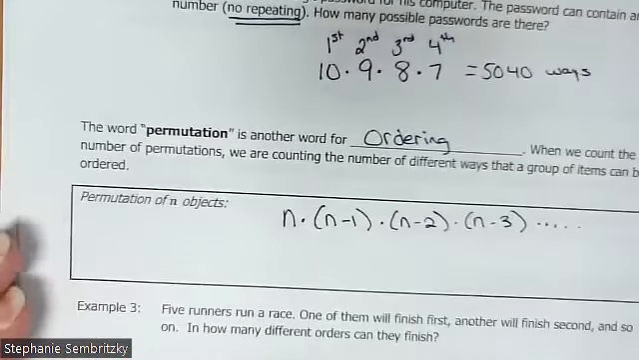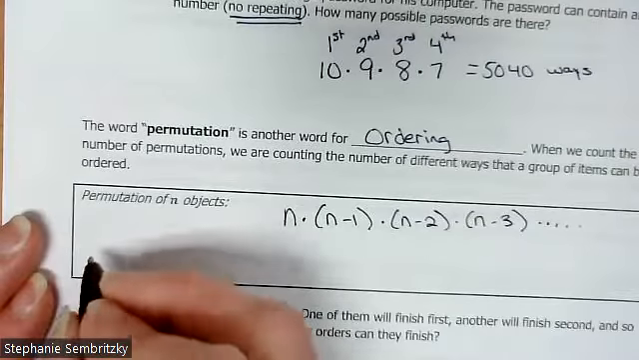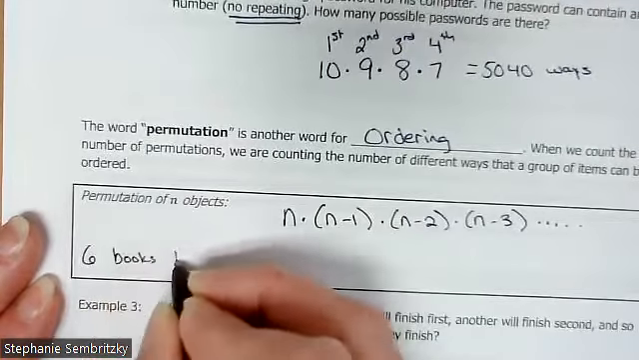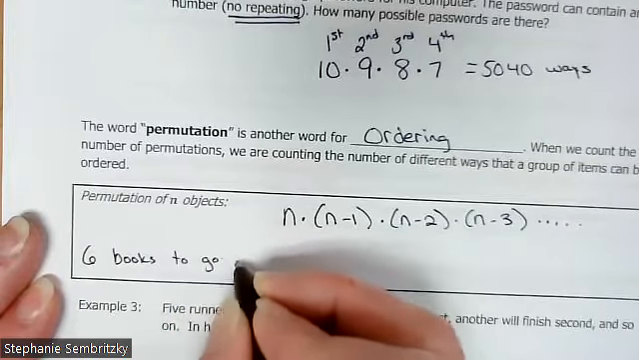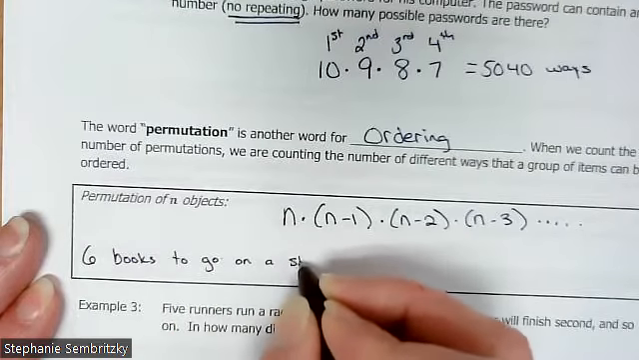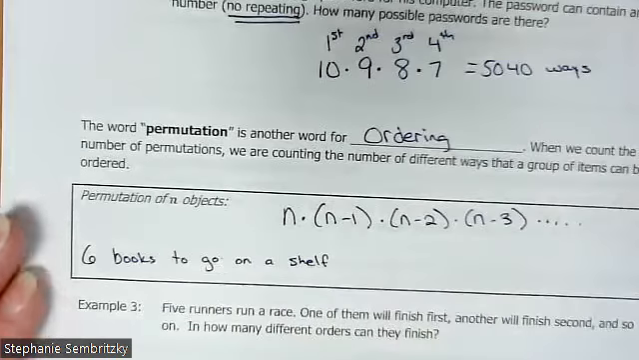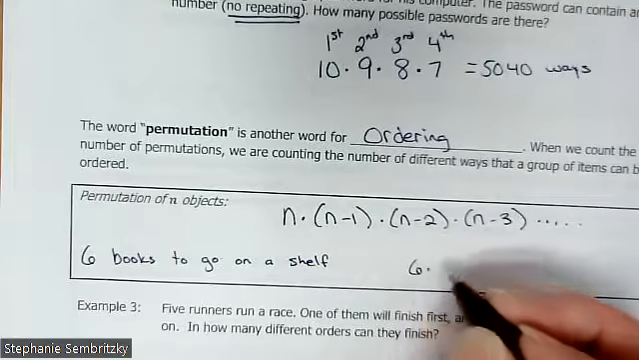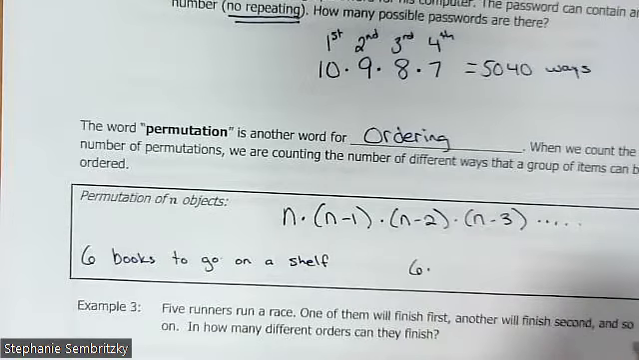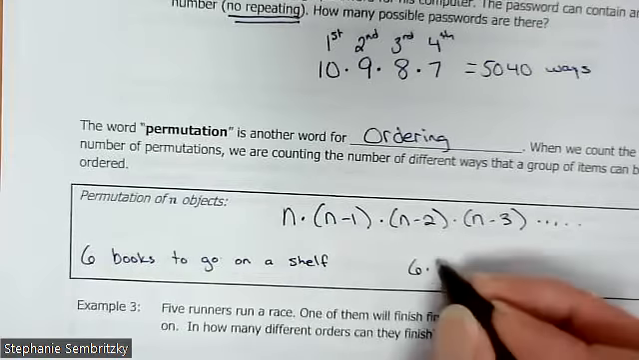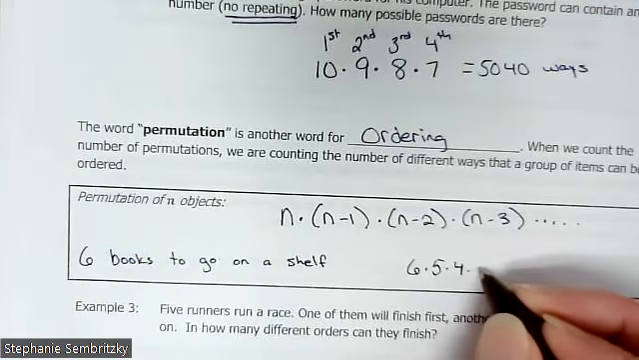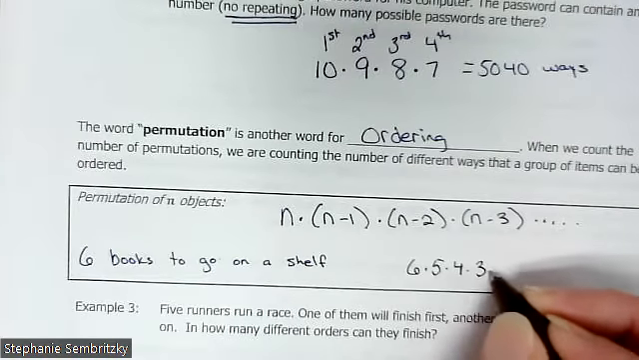So let's say I had, and I'm going to do one example here. We have 6 books to go on a shelf. How could I arrange them? Well, to figure out what book's going to go first, how many do I have to choose from? The second book, I've already placed 1 book. I have 5, 4, 3.